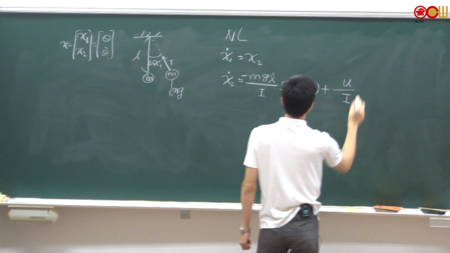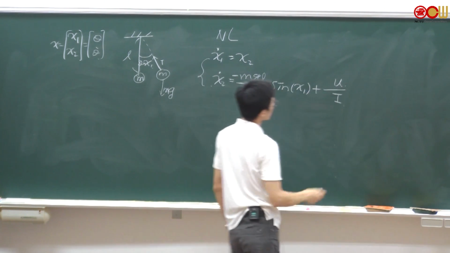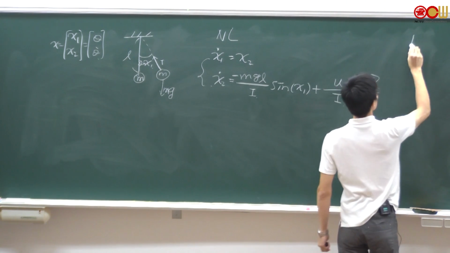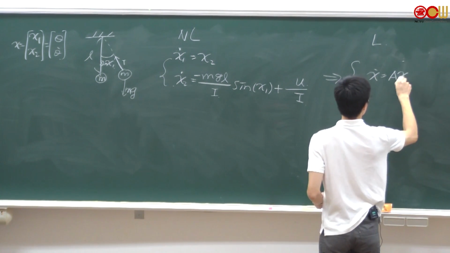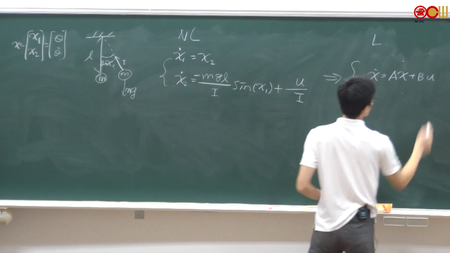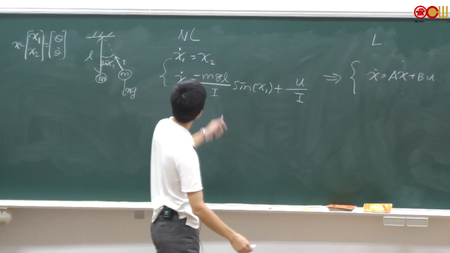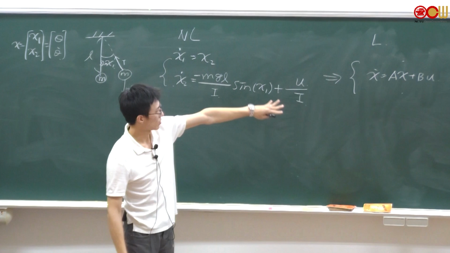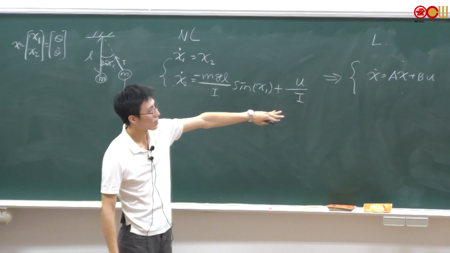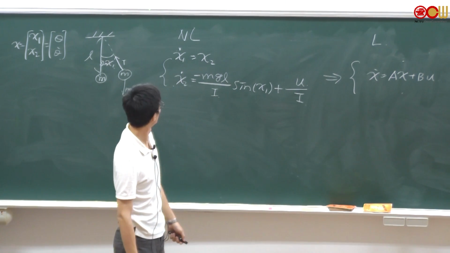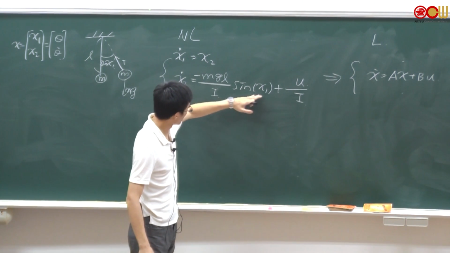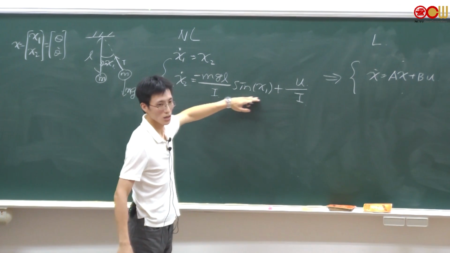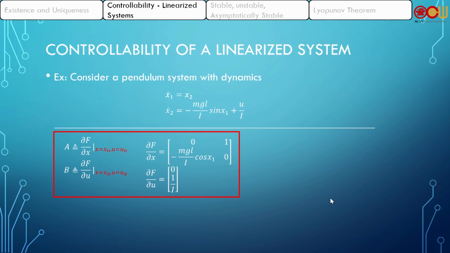U control input. We want to convert from a nonlinear system to a linear system, which means that you need to find a way to decouple these nonlinear functions. And the way is using this approach.